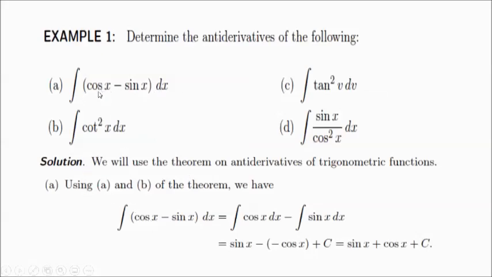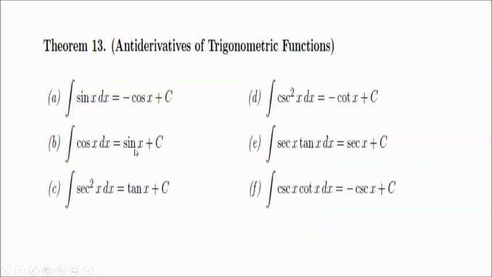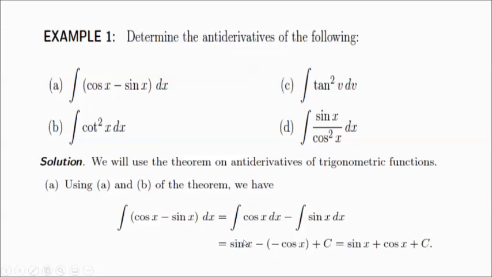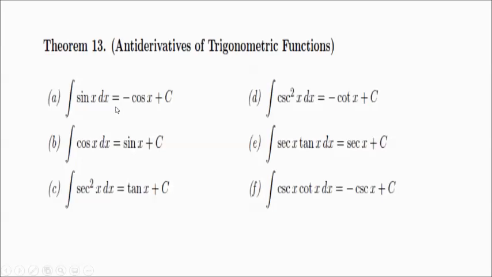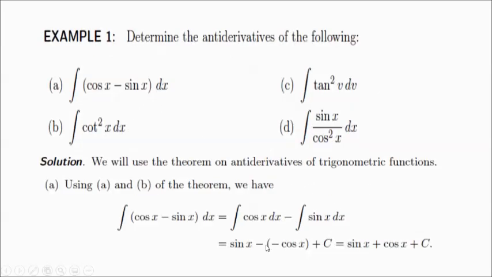So let's have an example. Letter A. Integral of cosine x minus sine x dx. Again, distribute the integral sign first. Integral of cosine, class, is sine x. Minus integral of sine is negative cosine. So minus cosine x. Plus c. Okay, so negative, that is plus. Don't forget the plus c.